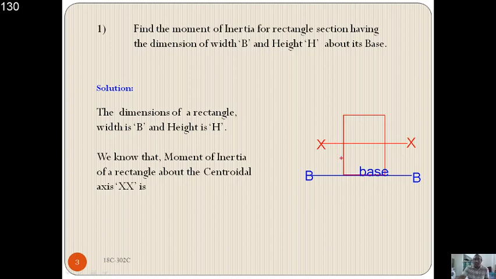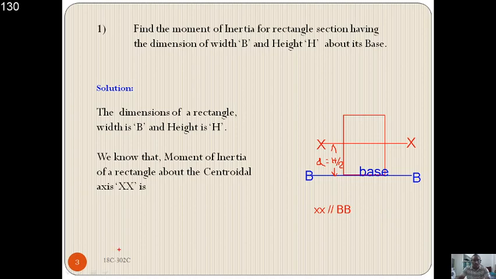By observing, it is understood that both the axes are parallel. The x-axis is parallel to BB. Hence, you can employ the parallel axis theorem to find the moment of inertia about the base axis. And the distance between them is your distance d. It is obviously the centroidal distance, that is h by 2. So this distance is h by 2.